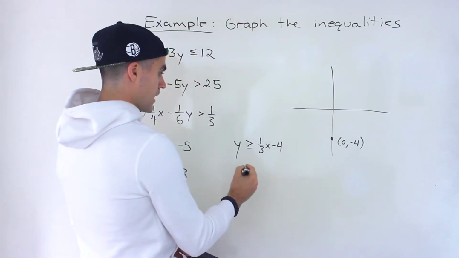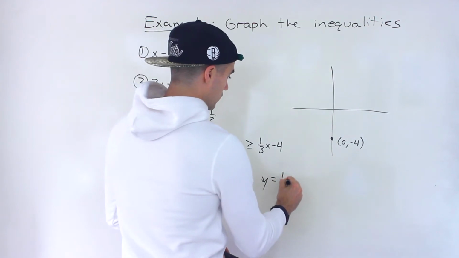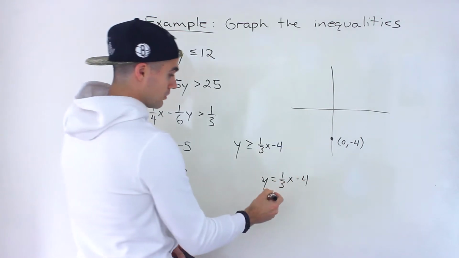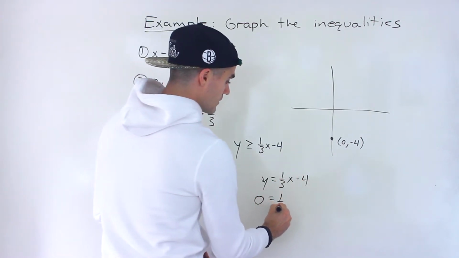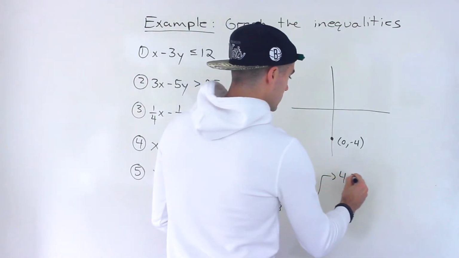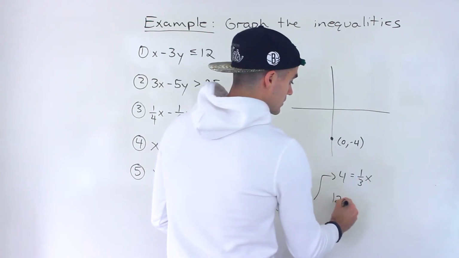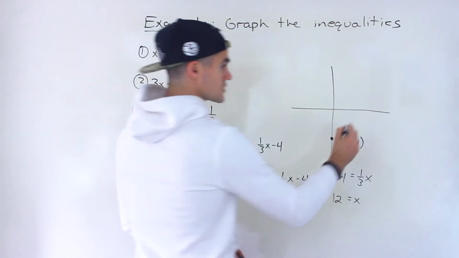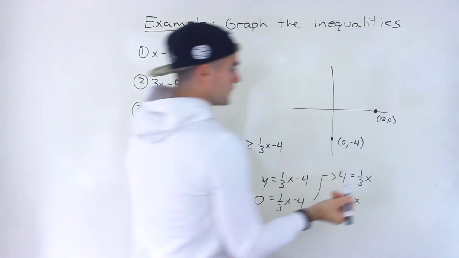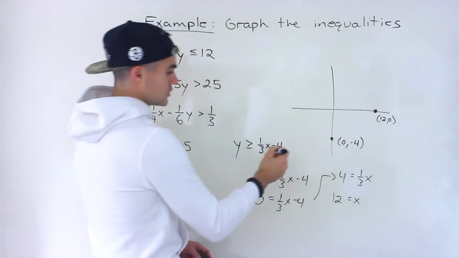Another thing you could do is, let's say we had this line, y equals 1 over 3x minus 4. You could solve maybe for the x-intercept. So you could plug in 0 for y and then solve for the x. So you'd end up with 4 equals 1 over 3x. Multiply both sides by 3. So x would be 12. So the x-intercept is 12 and 0. Right? You don't necessarily have to get the x-intercept. You could just get another point.